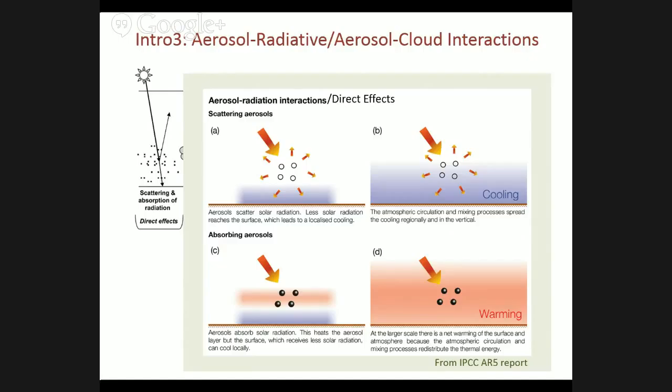So this is the basic introduction to the different ways aerosols can change the radiative balance of the atmosphere and can affect other things. If you assume the same amount of energy is coming down, then how will it be cooling and heating?